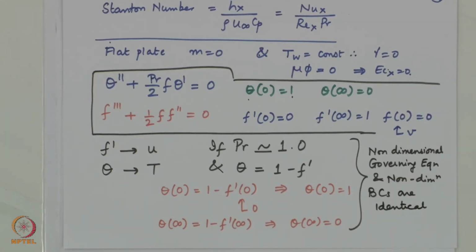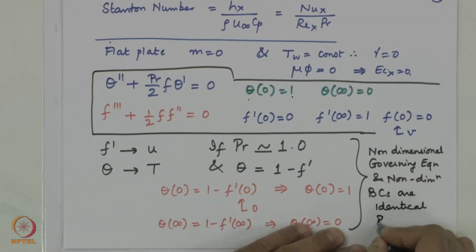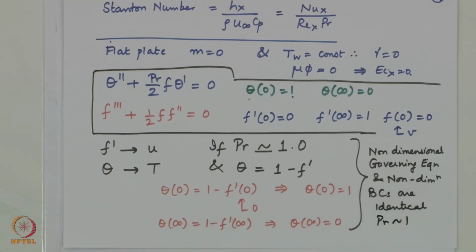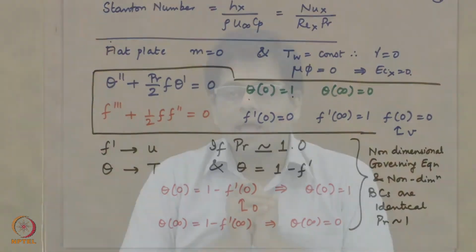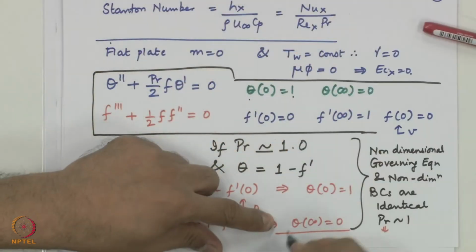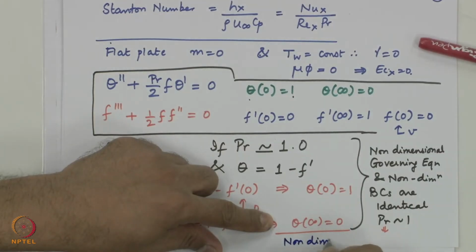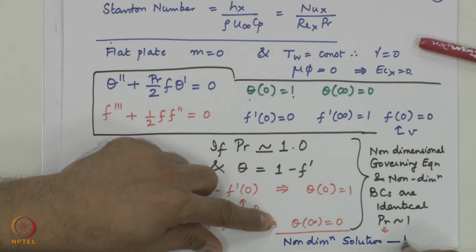If that be the case, can we say that for Prandtl number approximately equal to 1, the non-dimensional solutions are identical? If this is satisfied, this means the non-dimensional solutions, because the non-dimensional governing equation and non-dimensional boundary conditions are the same, are identical. This is a very, very powerful tool, and this is called the Reynolds analogy.